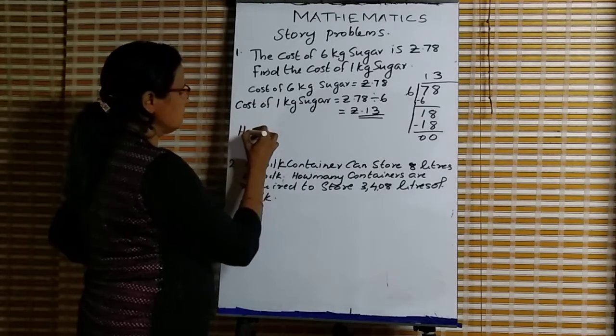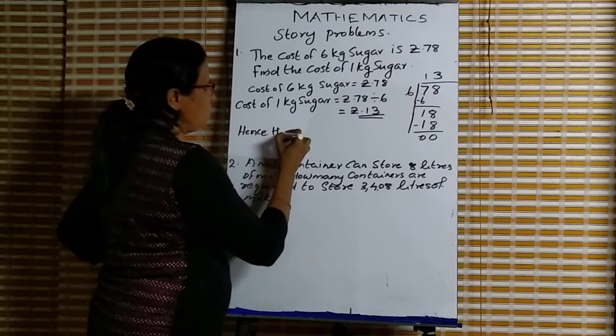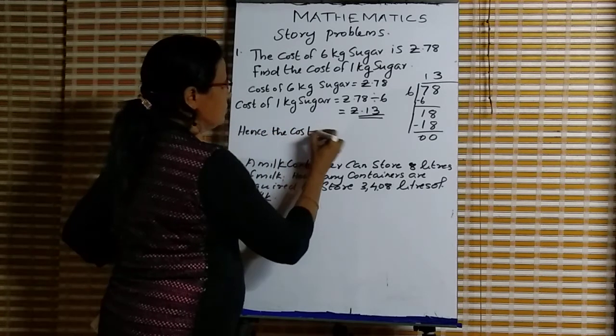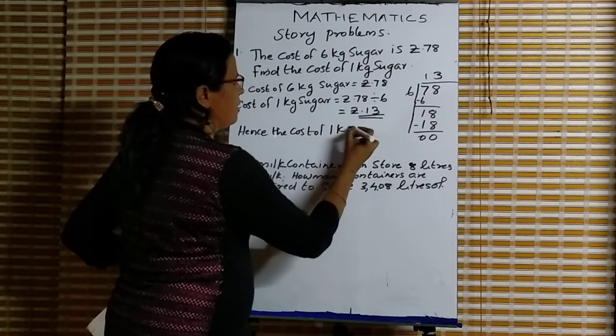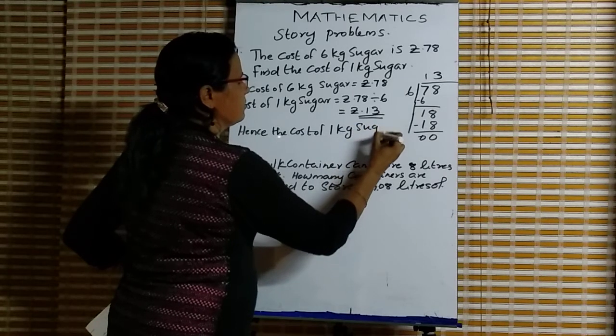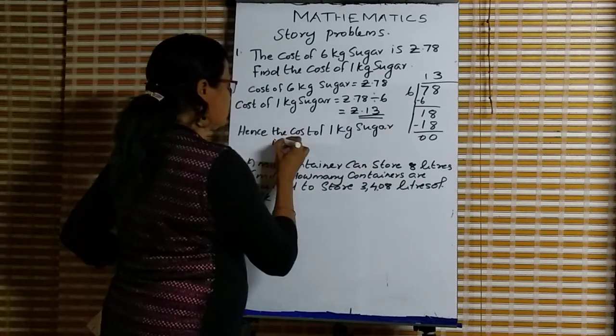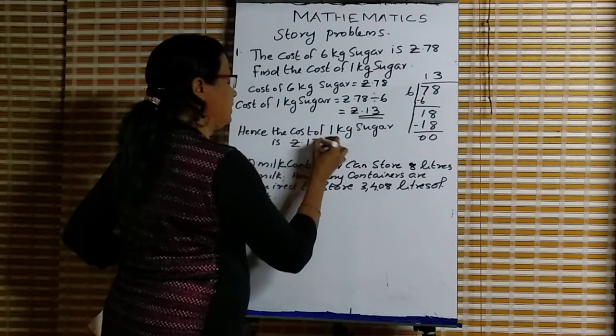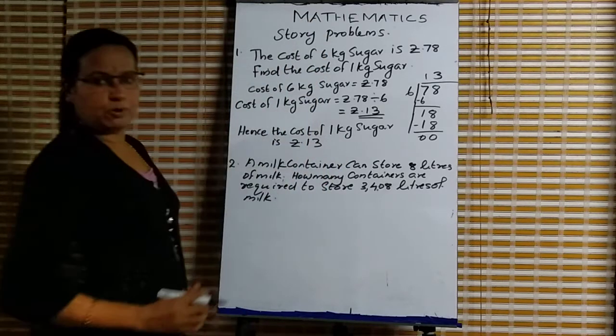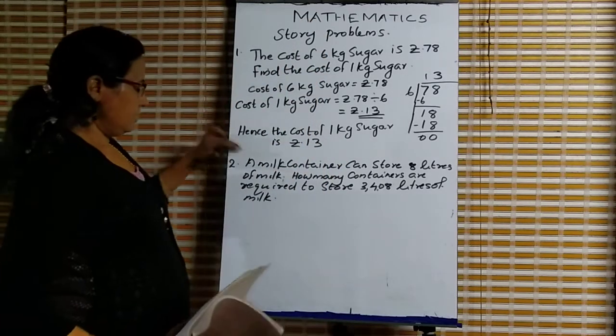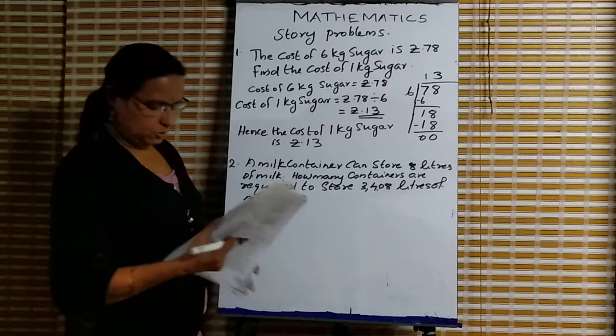Hence, the cost of 1 kilogram of sugar is rupees 13. Take your notebook and write the heading. Then write question 1 and answer in your notebook.